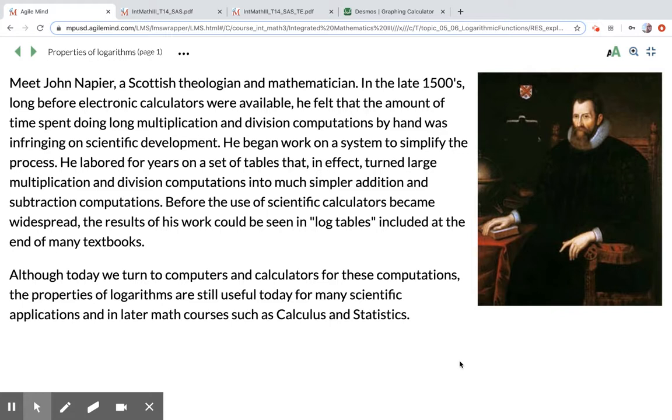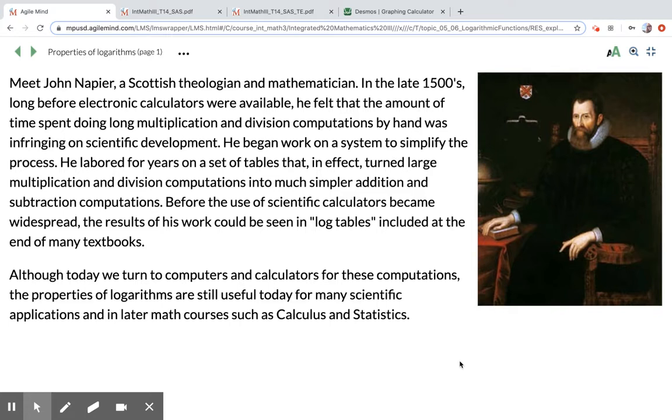So this lovely guy over here was a Scottish theologian and mathematician by the name of John Napier. Late 1500s, well before calculators existed. He just felt like people were spending way too much time doing long multiplication and long division, all that kind of stuff by hand. You guys know it takes a while to do these things once you start doing these bigger multiplications and the long division. So he started working on a system that was going to simplify this process.